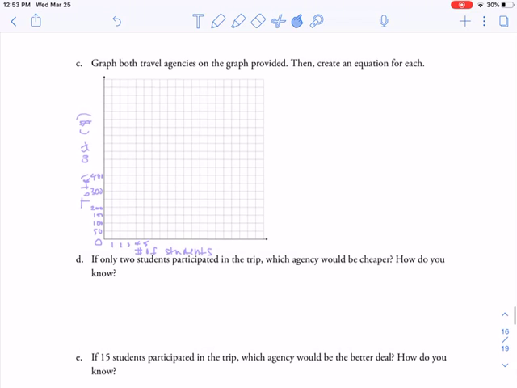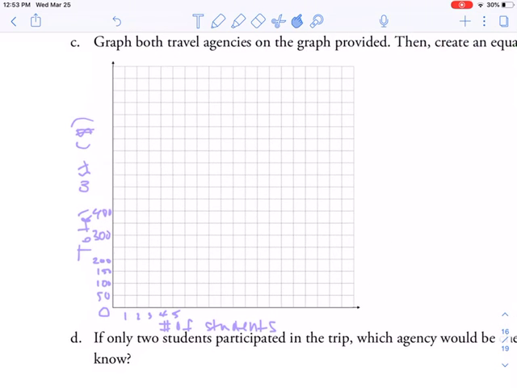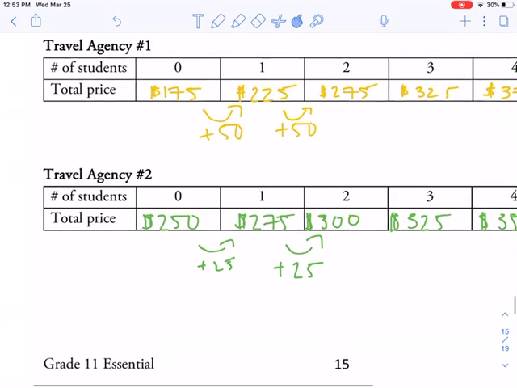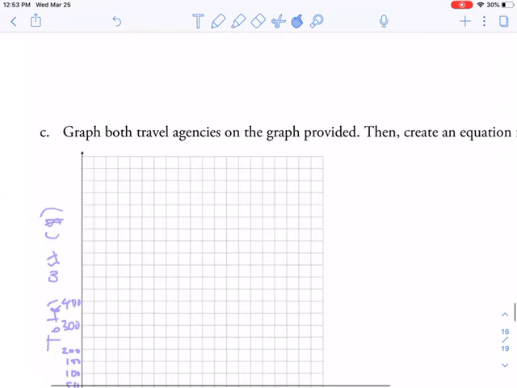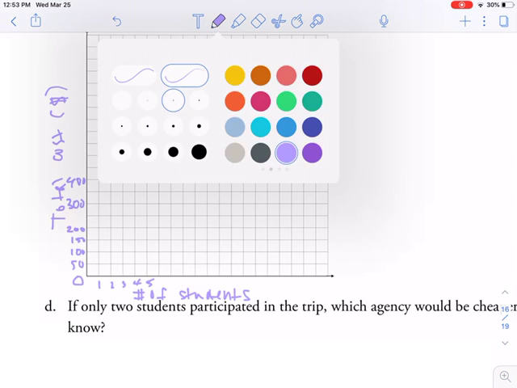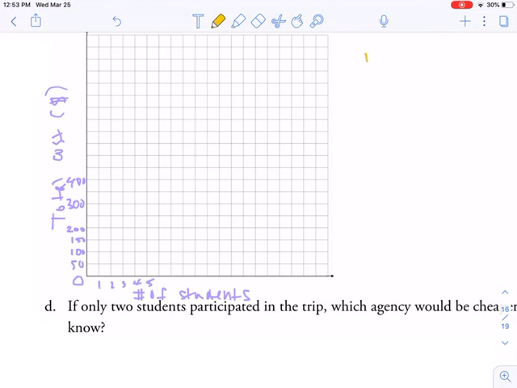Okay, and so I'm going to take a look here and start with the yellow graph, which, if you're wondering, I did the first one, the travel agency 1, in yellow. I can remind myself of that by putting a little yellow square over here, color it in as best as I can, and say travel agency 1. Okay, and then I'm going to start plotting those points.